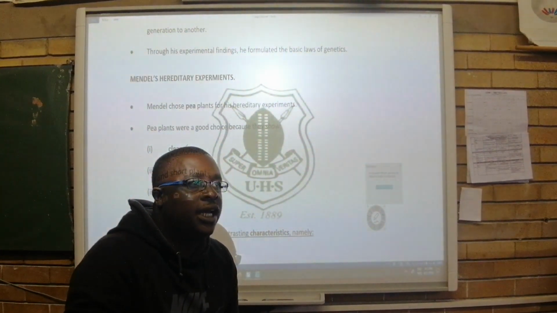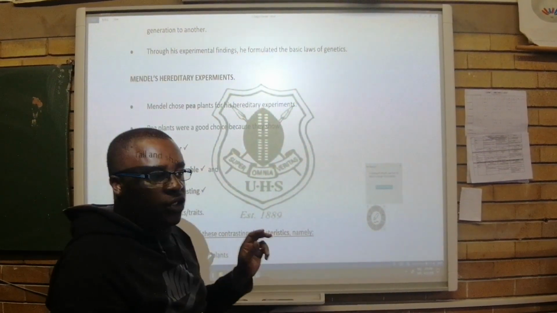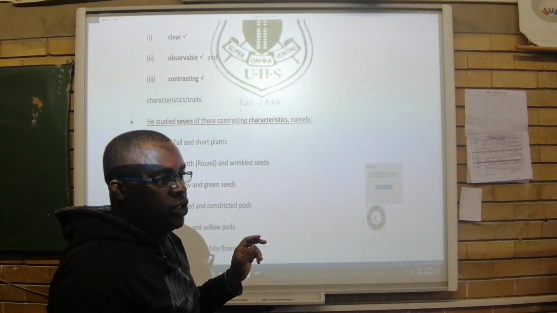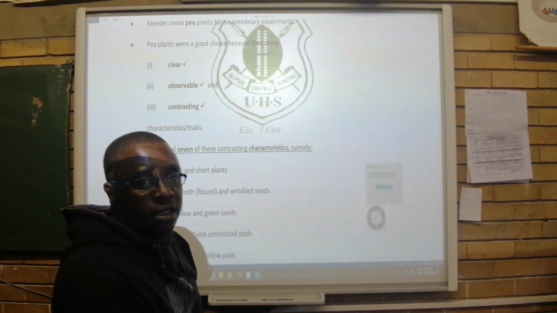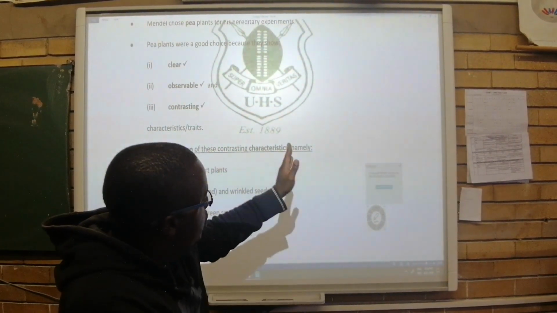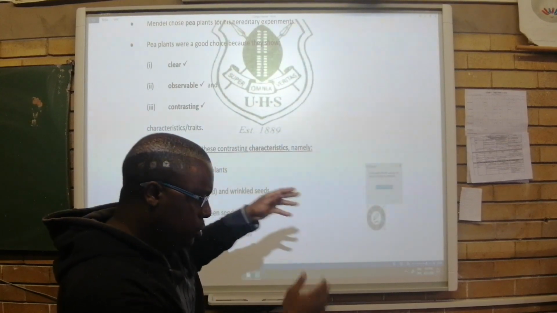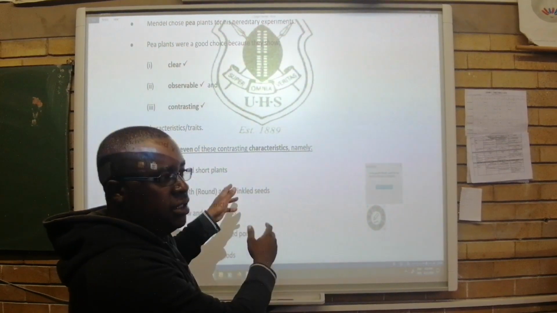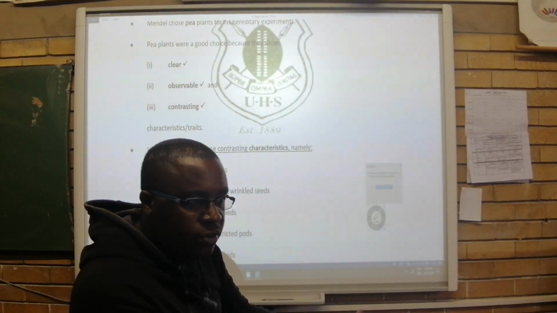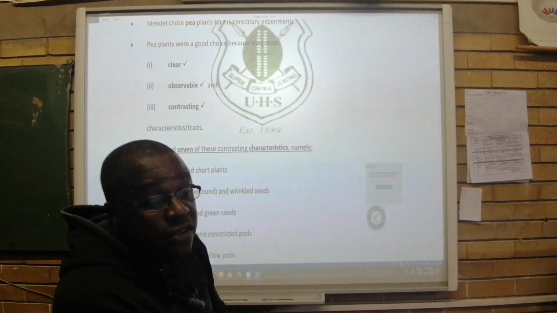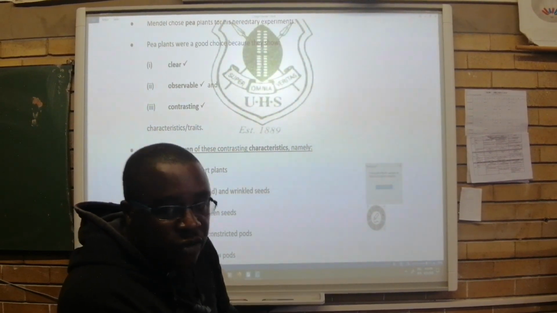Contrasting means that from A to B, it is so different that you can actually see how different it is. Like saying A is white and B is black, or red and green. So that's what contrasting means. Peas have very clear differences, and those differences you can observe.